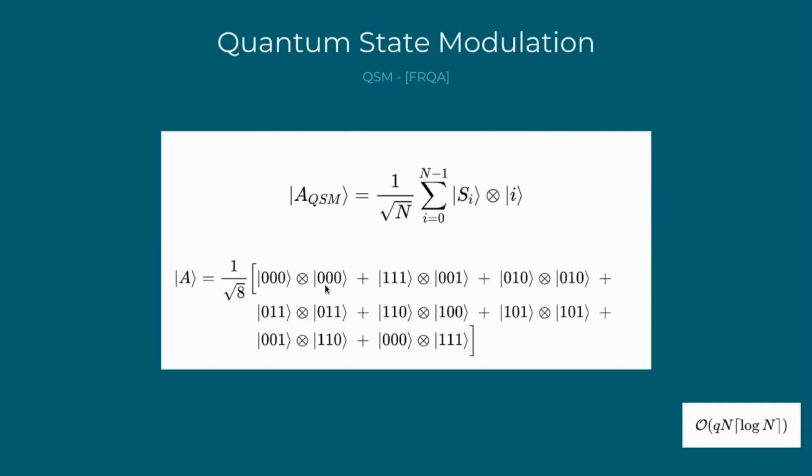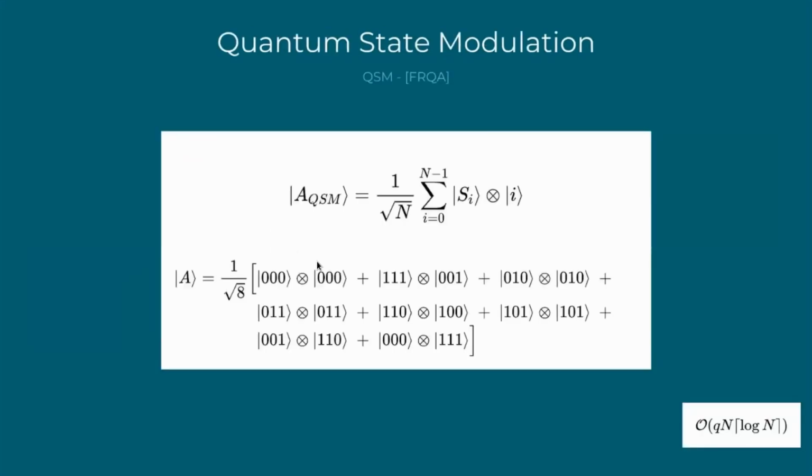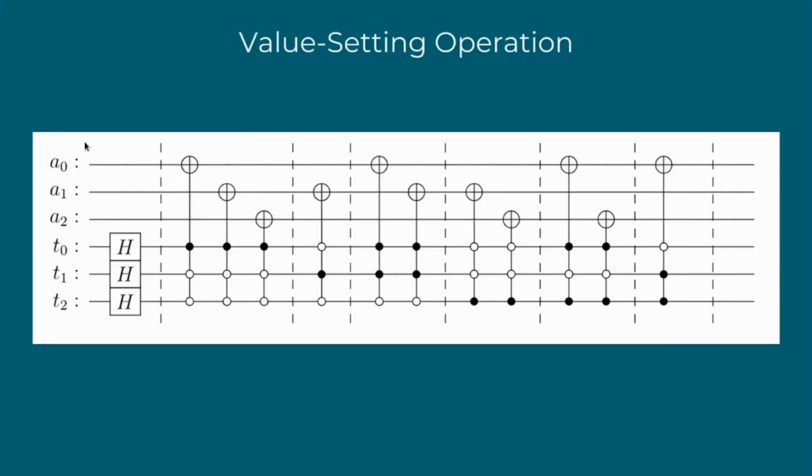The value setting operation for this is similar, but instead of having rotations like in SQPAM, you have just multi-controlled NOT gates. So for example, if your amplitude is 111 at some point, you need to set all of the qubits to 111, and so on.